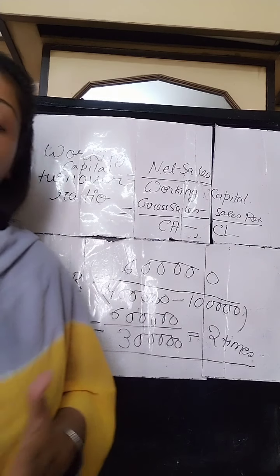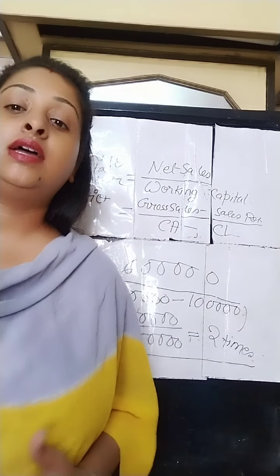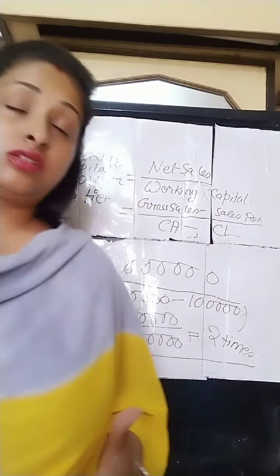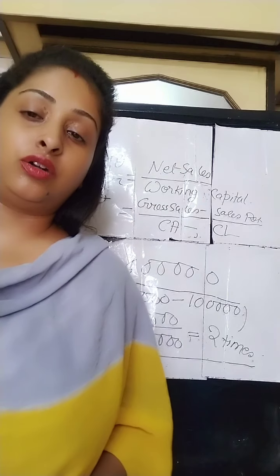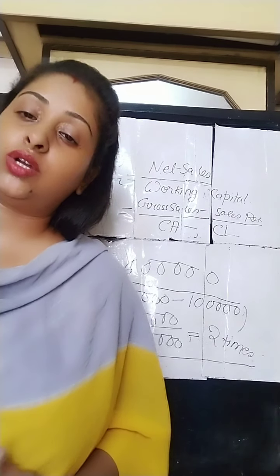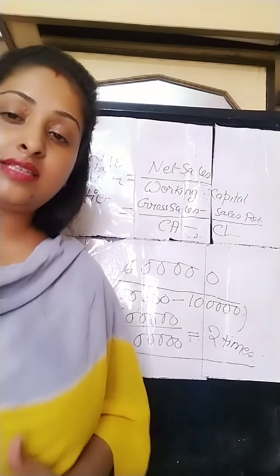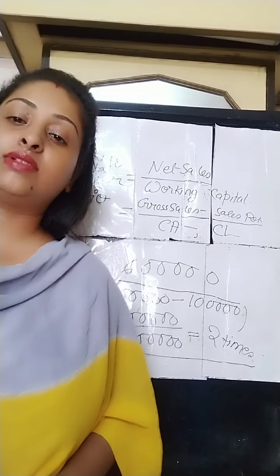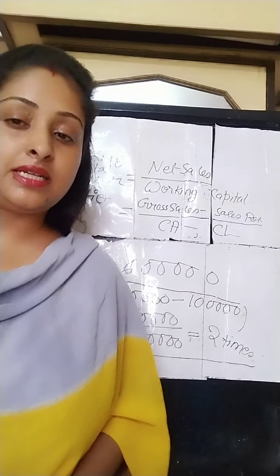So today we have learned two types of important activity ratios, that is fixed asset turnover ratio and working capital turnover ratio. With this I end up total activity ratios. In my next class I will start with profitability ratio.